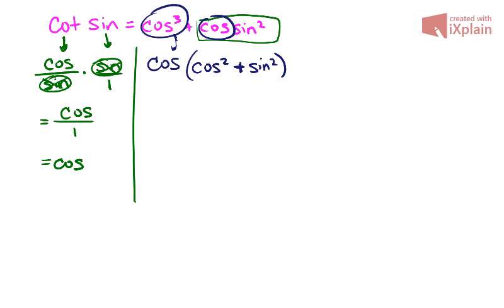Okay? And now I have cosine, and then cosine squared plus sine squared on your identity sheet, that equals 1. So cosine times 1 equals cosine, and now both sides match.